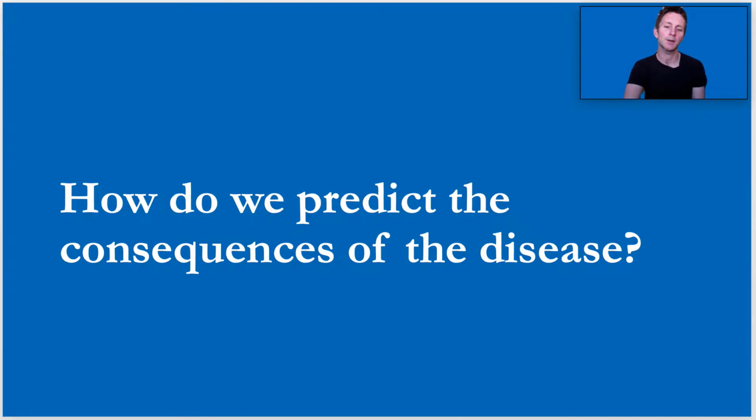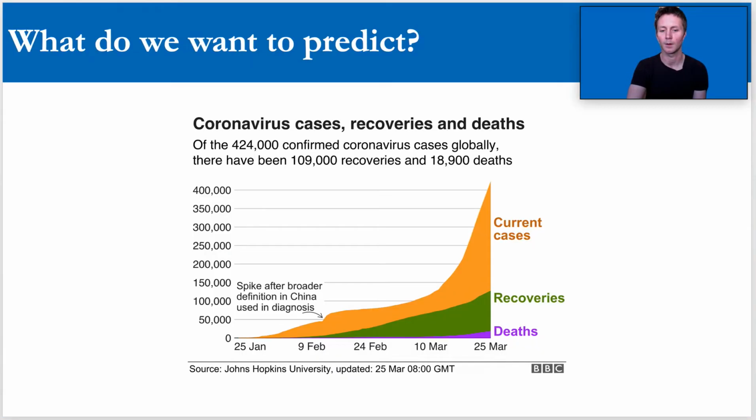Okay, so how do we predict the consequences of COVID-19? Well, as a starting point, I think we have to think about what it is exactly that we want to predict. Is it the number of people that are going to get infected? Is it the number of people with symptoms? Is it the number of people that are going to die? Is it the ability of a healthcare system to cope? We can potentially predict any one of those things or any combination of them, and we may want to, but it's important to bear in mind what exactly is the aim of any model before going about building it.